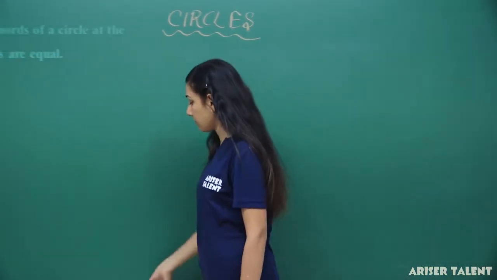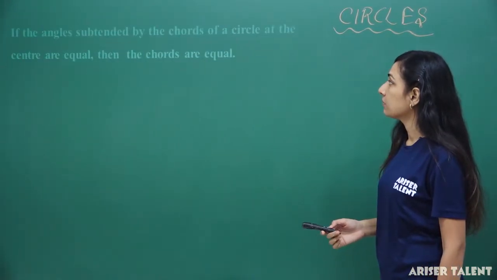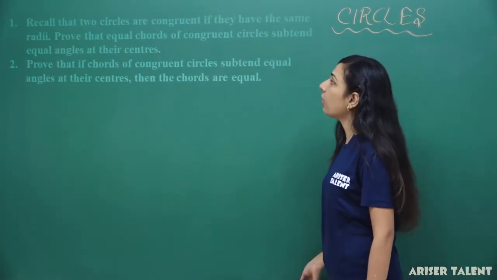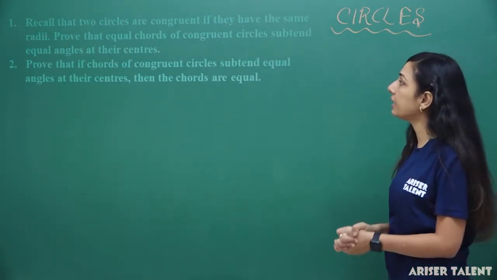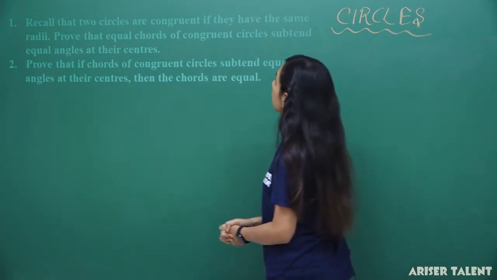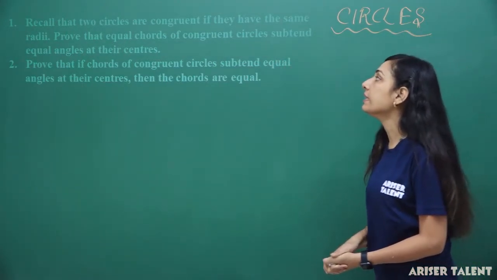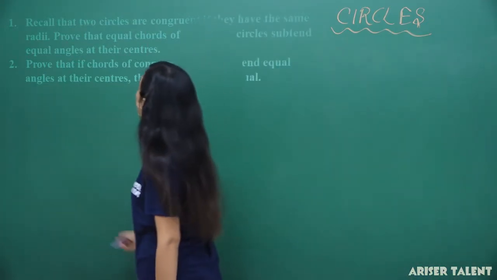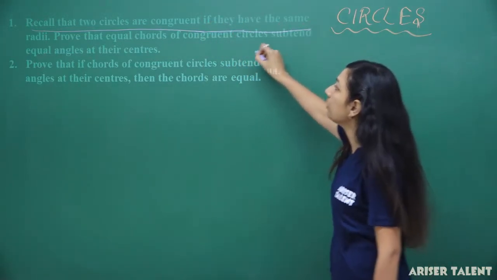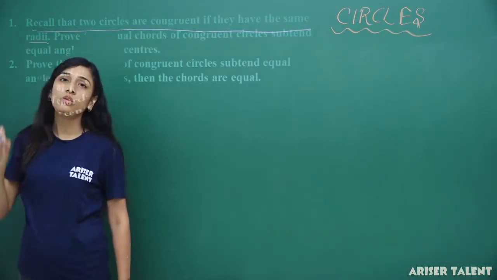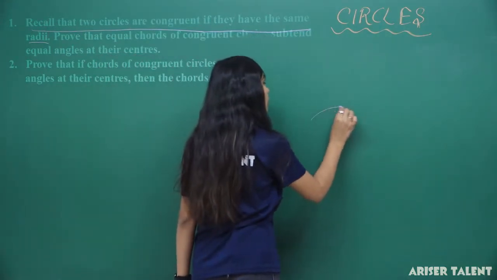Right? Now, we are having this: recall that two circles are congruent if they have the same radii. Prove that the equal chords of congruent circles subtend equal angles at their center. So first thing first, recall that two circles are congruent if they have the same radii. We have talked about circles in our small classes.